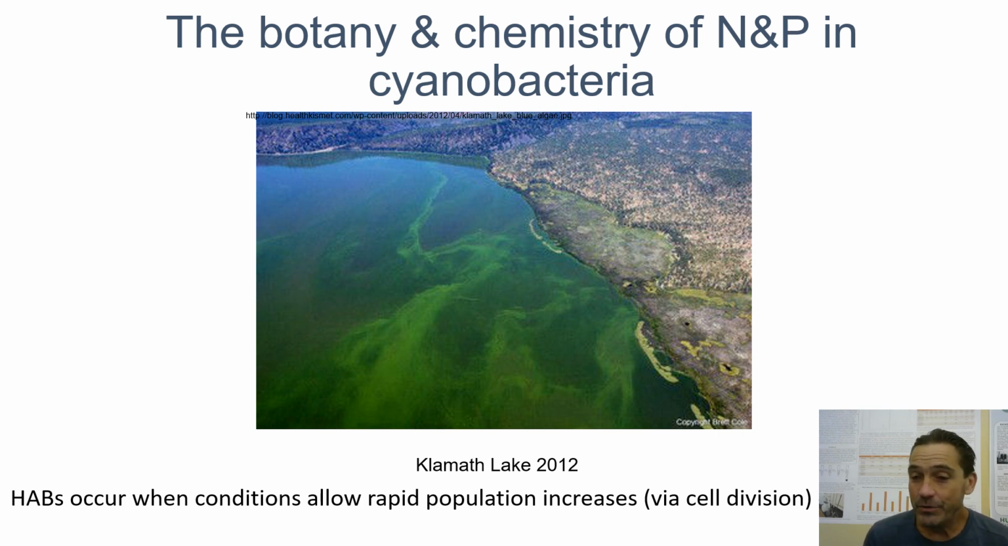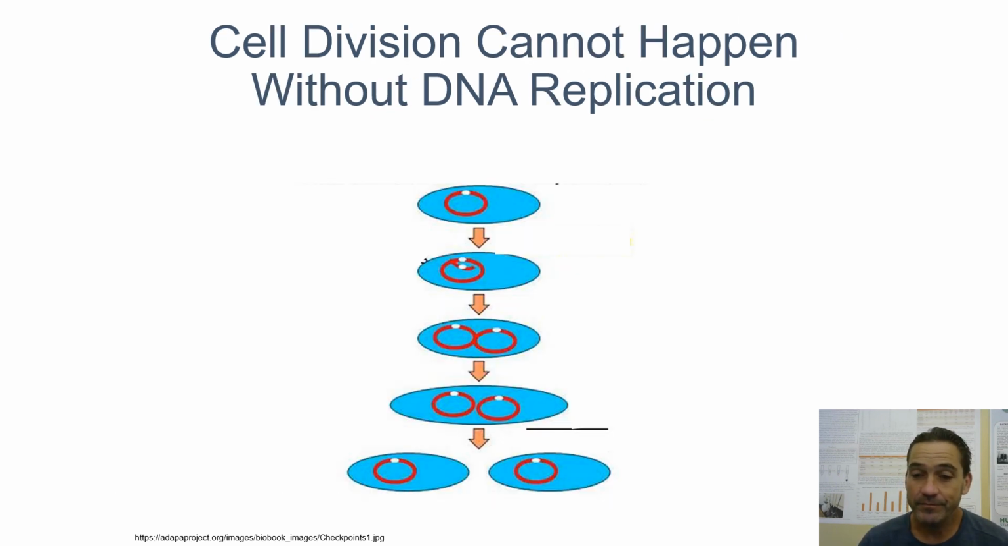I've been asked to give an explanation about the chemistry in your eutrophication experiment and how it mimics what we see in nature. So what you see in the slide is a cyanobacteria bloom in Klamath Lake a decade ago. And what I'll describe to you is how these blooms take place and what the requirements are on a chemical level for these blooms to occur.